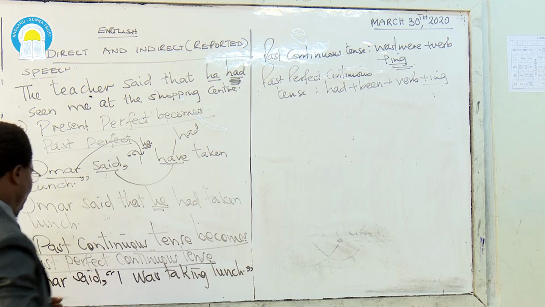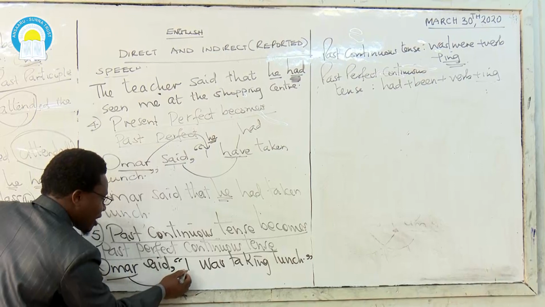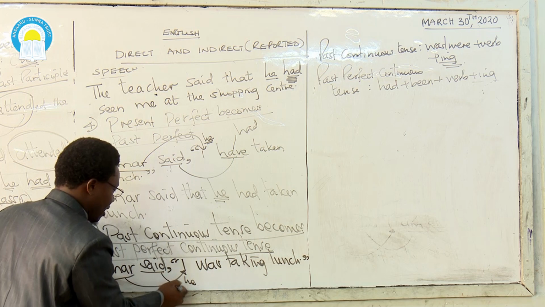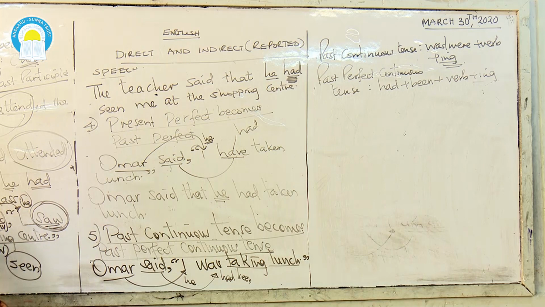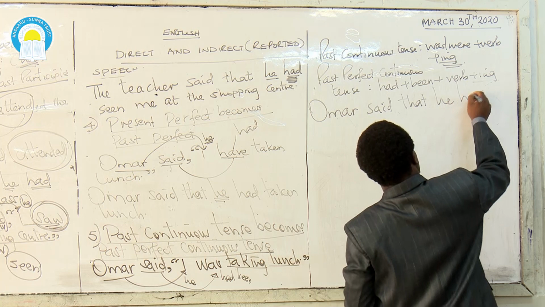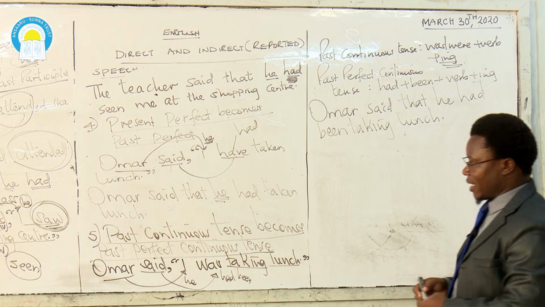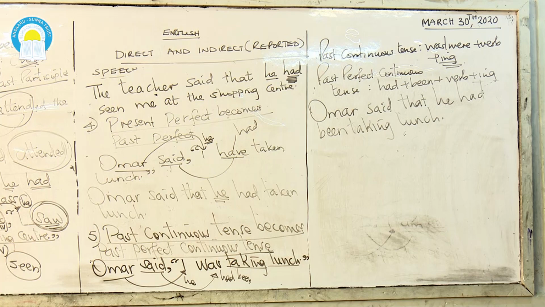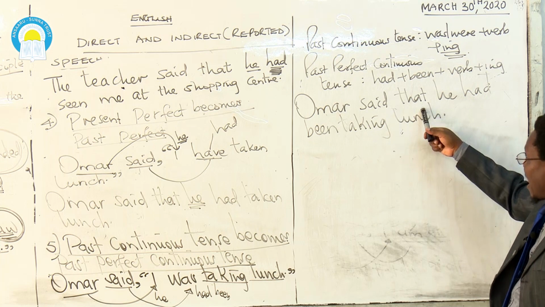So in a sentence, Omar said, I was taking lunch, becomes: Omar shall affect I to become he. Said shall affect was to become had been. And this taking remain and lunch unchanged. Therefore, the sentence becomes Omar said that he had been taking lunch. From the sentence in direct speech, Omar said, I was taking lunch, now becomes, Omar said that he had been taking lunch.